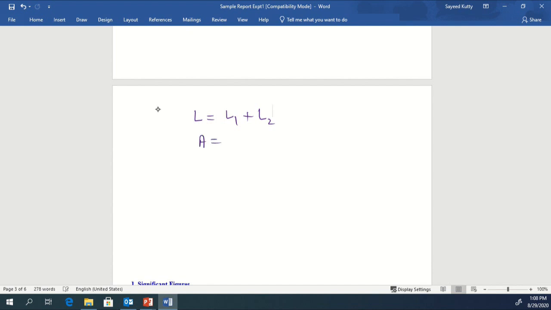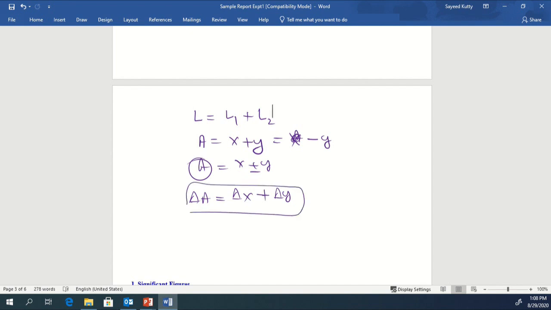If A is x plus y, or if A is equal to x minus y, that means if A is in any format, x plus y or x minus y, how will you find the uncertainty in the area? Here we are not multiplying, we are adding or subtracting. Then delta A is given by delta x plus delta y. Whether it is positive or negative, this will be the relation.